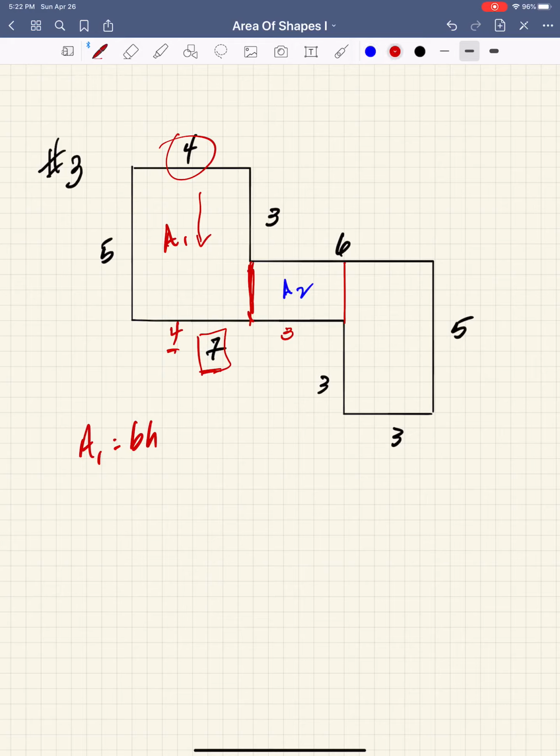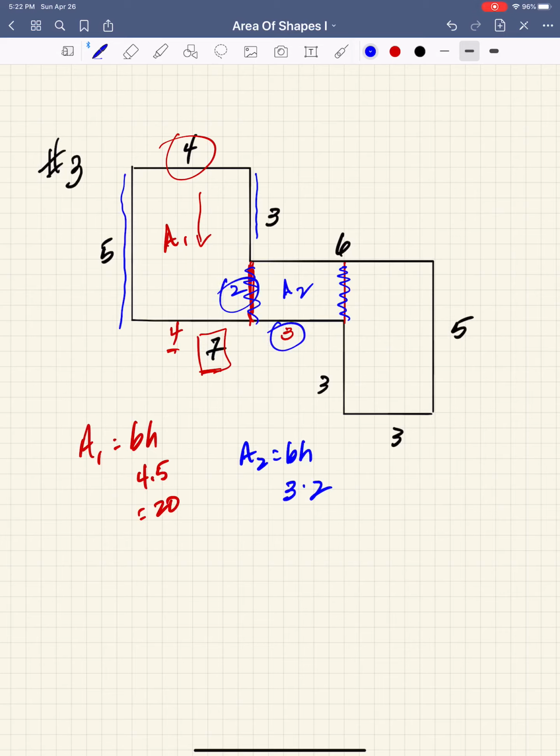Okay, so base times height of the first area, so this is going to be 4 times 5, which is 20. Area number 2, base times height, let's keep moving right along to the right, is 3 times, boy, what is the height here? Well, if this is 5 over here, and this piece is 3, this has to be 2. So this one is just 3 times 2, base times height, which is 6.